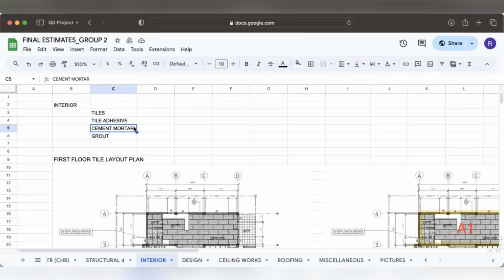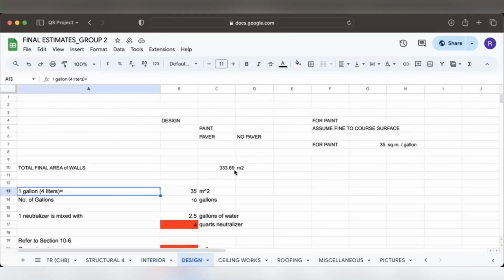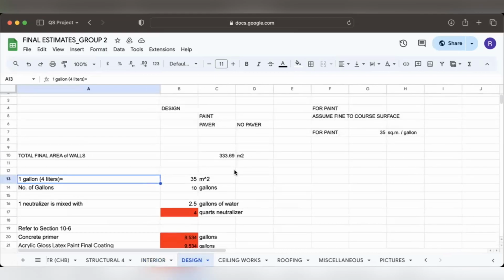And by considering all of these, we will have a systematic approach that considers the measurements, and also you won't waste any material, and the properties of each material ensure an efficient and successful tiling project for this specific house. So next, let's move on to solving the paint and paver.